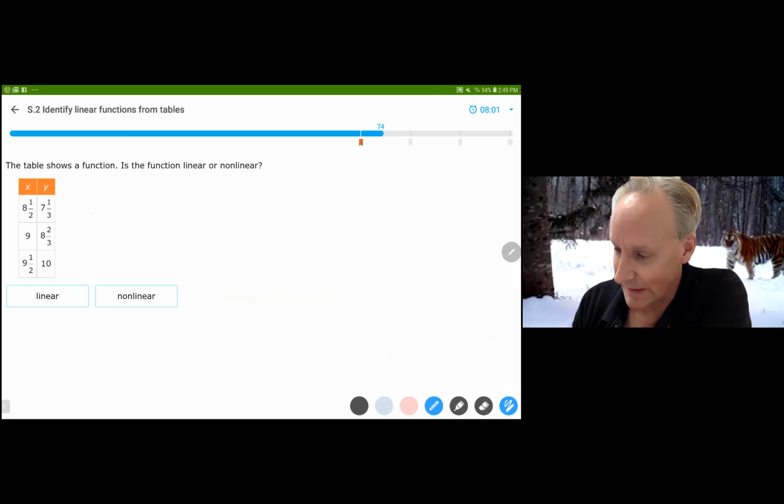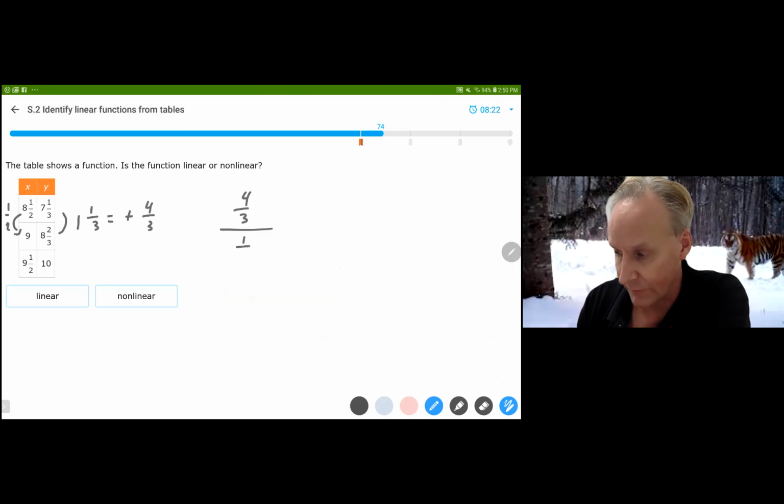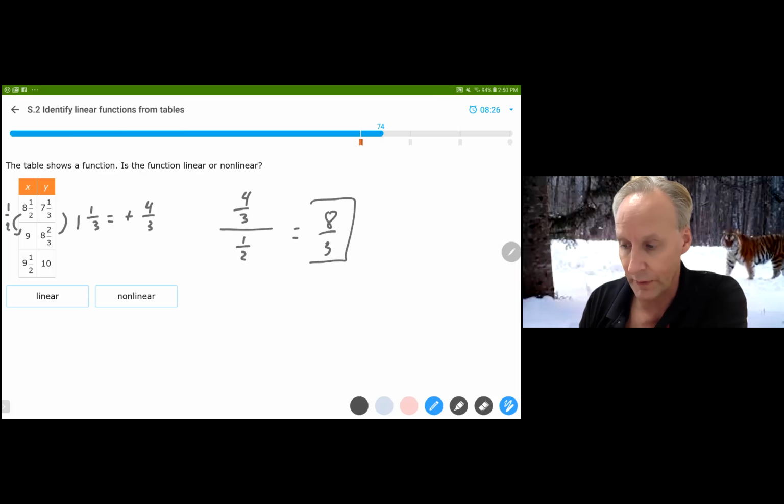Let's see, this one might not be so bad. It looks like I went up 1 1/3, or rather I went up 4/3. From this one to this one, I went up 1/2. So this one's not so bad. It's 4/3 divided by 1/2, which happens to be 8/3. So my slope on my first pair is 8 over 3.